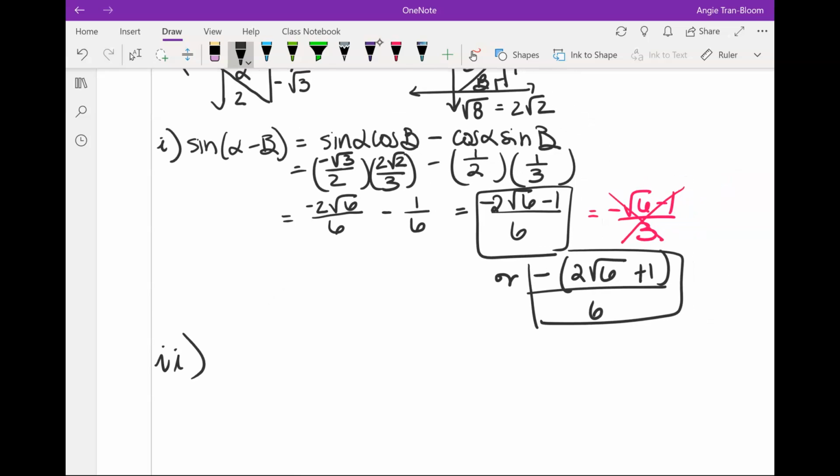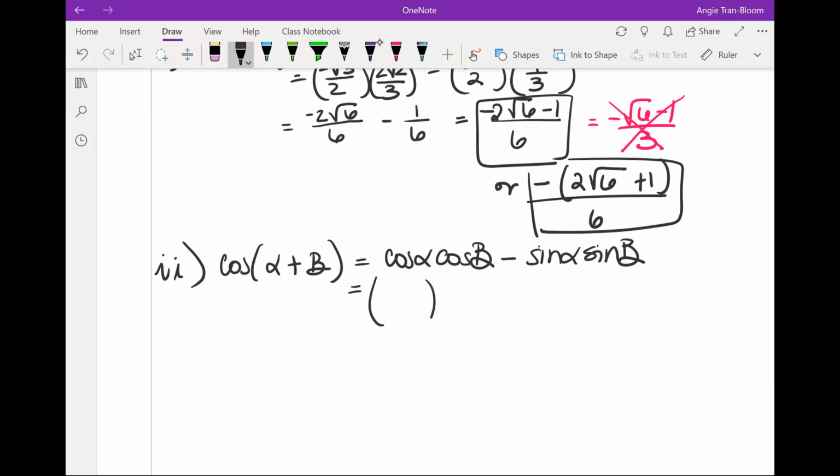All right, 2i's. What are we, Daniel, asked to find on 2i? Cosine of alpha plus beta. Do you have the formula memorized? I think so. Okay, what is it? Cosine alpha, cosine beta, minus sine alpha, sine beta. Yes. Good.